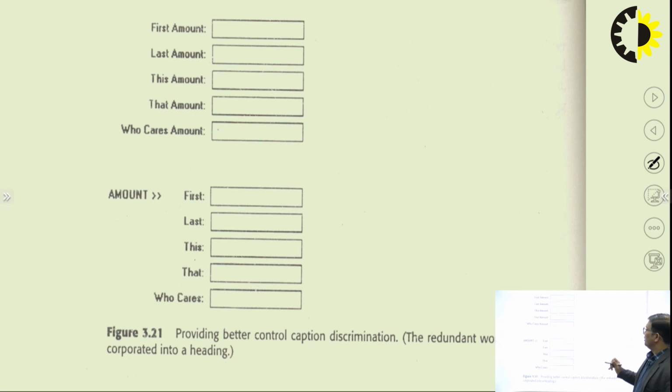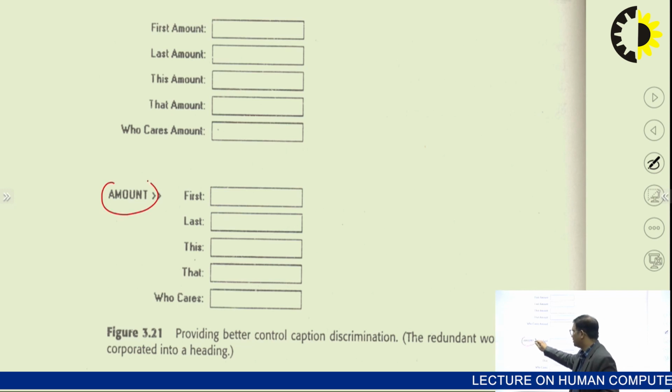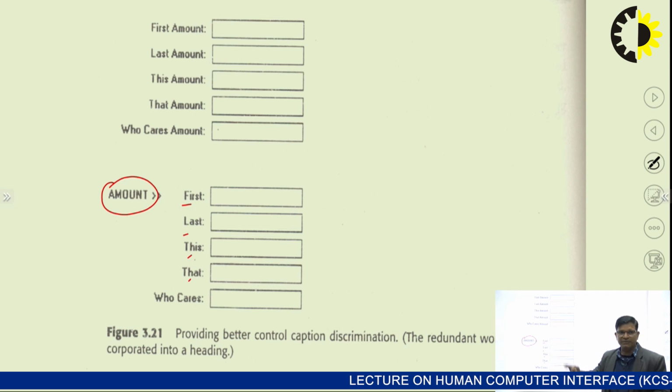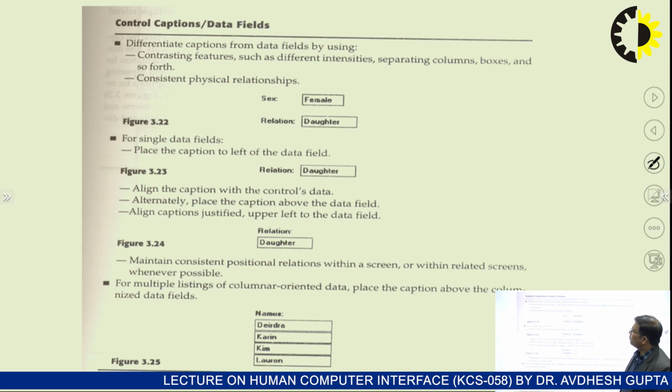This is providing better control discrimination. Avoid redundant words in the amount by incorporating them in a heading. For example, the first amount, the last amount, this amount, that amount. If we do it this way, it creates some confusion for the user. What should be done? The amount should be kept here, and then only the first, last, this and that. Do it this way, so this creates less confusion for the human mind. This is basically control caption data fields.